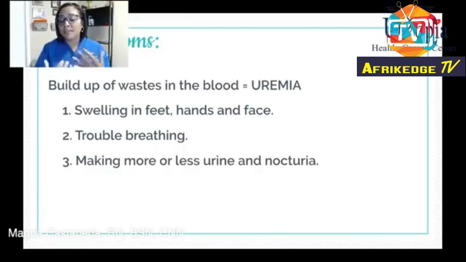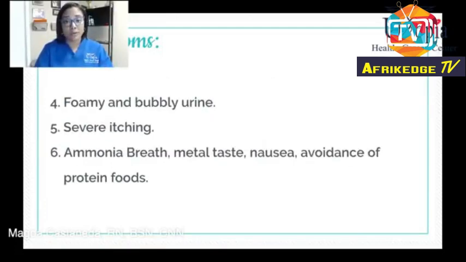The person may be making more or less urine, and maybe during the night, which is called nocturia. During the night, this person may go to the bathroom several times, and it's because it's when the body is laying down and the circulation starts concentrating in the kidney area, and the kidneys are trying to catch up for what they haven't done during the entire day. So that's why normally people that have CKD, or chronic kidney disease, present lots of nocturia.